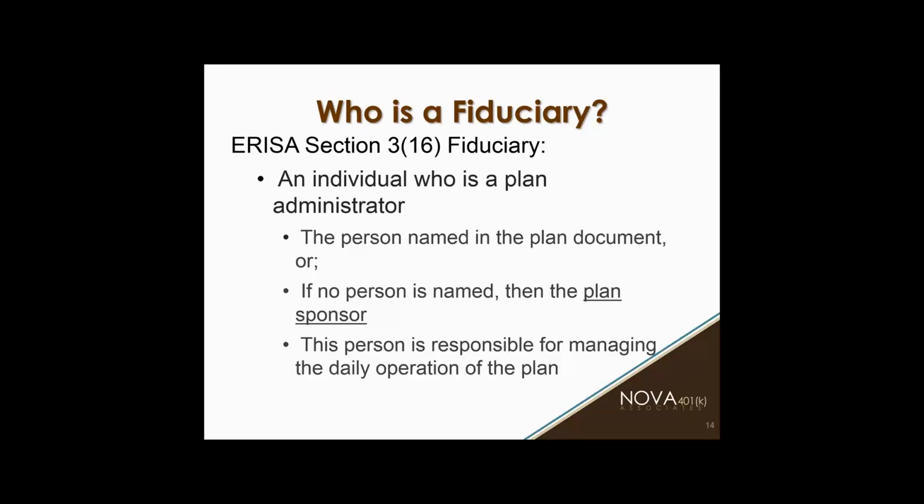Okay, so specifically though, the 316 fiduciary is an individual who is a plan administrator. That person can be named in your legal plan document, but typically is not, right? There's no specific person. And if there's no person named in the plan document, then essentially the plan sponsor, your employer company, is the 316 fiduciary. This is the person responsible for managing the daily operations of the plan. So it is going to be whoever's delegated this duty at your company.